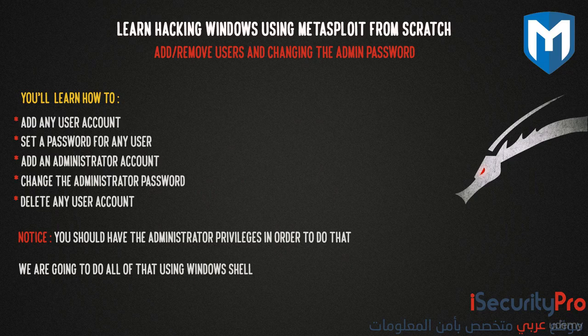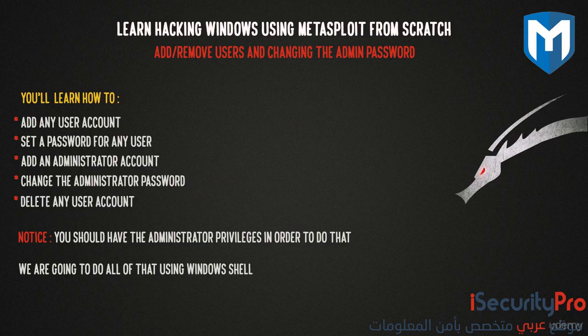In this video, I'm gonna show you how to add or remove any user you want, or even how to change the administrator password. And to do that, you should have the administrator privileges. So firstly, I'm going to start by editing a user account in the target operating system. Then I'm going to make the exact same user an administrator. Then I'm going to change the administrator password to another password, and then I will de-escalate the administrator privileges to a normal user. And I'm gonna do that using the Windows PowerShell command line.